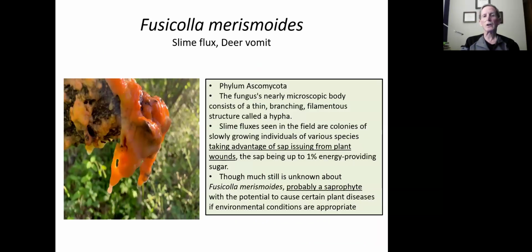This is a weird one. I ran across this. It's called deer vomit, slime flux. It's actually an ascomycete. You may have seen this. Every once in a while, it's pretty prolific. What it is, it's a fungus that grows on the sap. And I couldn't figure out for a long time what it was. It's probably a saprophyte. But again, this is research that's just really within the last, I'd say, 5 years. It's a really odd looking thing. And it'll cover the whole side of the tree sometimes.